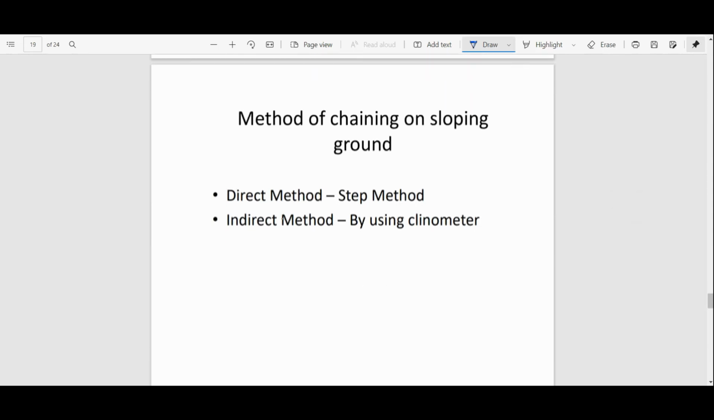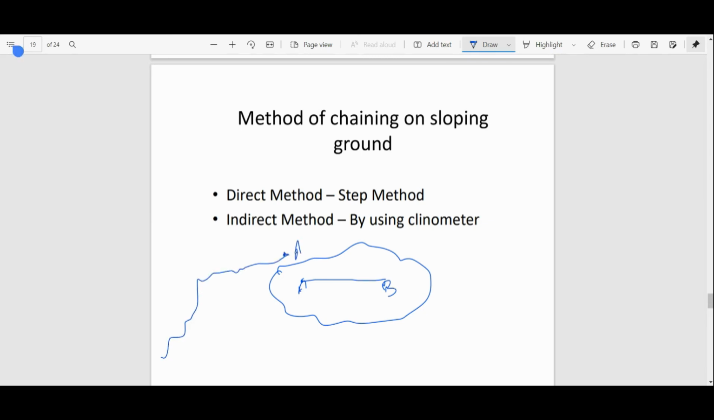Now, method of chaining on a sloping ground. If we have a plain area, it is very easy to do ranging and chaining, because we can easily measure the distance between A and B. But what if it is a slope area? If this is point A and this is point B, how do we get the distance? Because we require a horizontal distance between A and B. If this has a slope, then how do we measure?